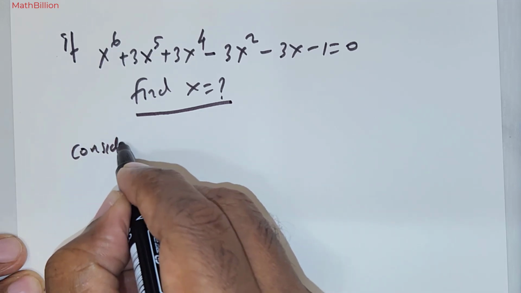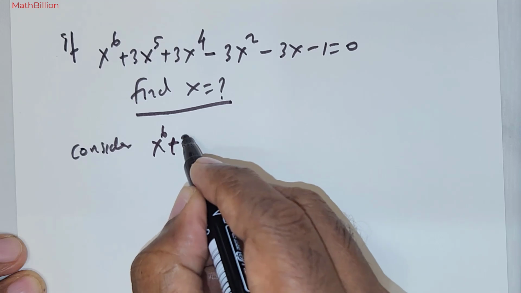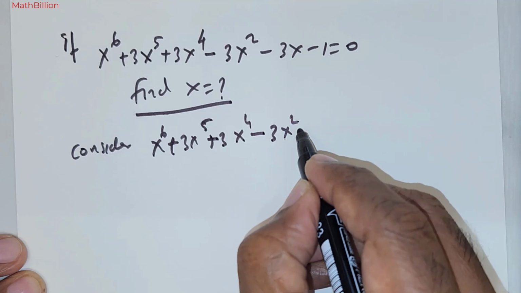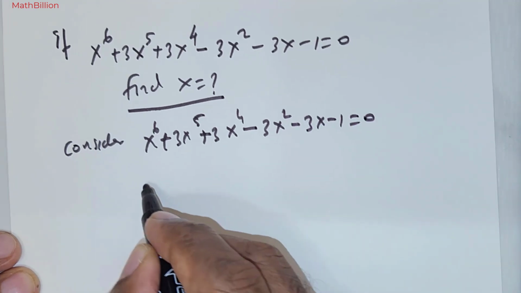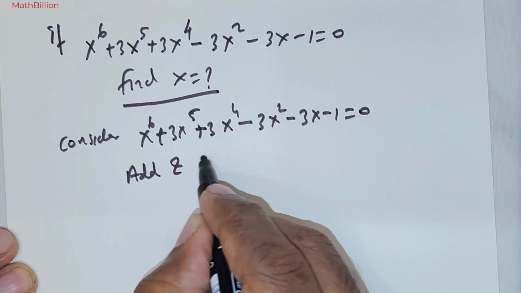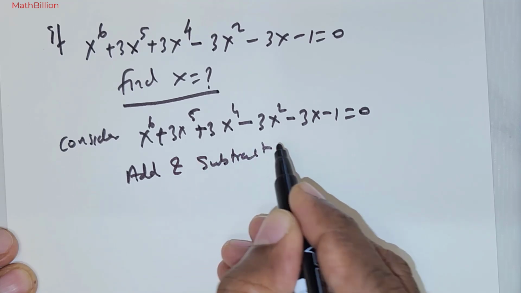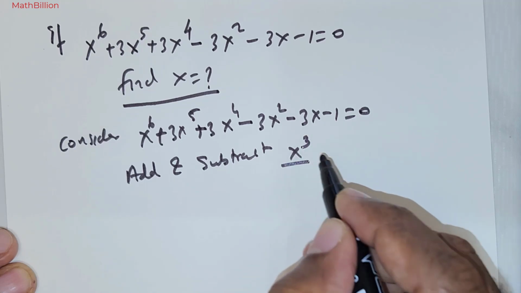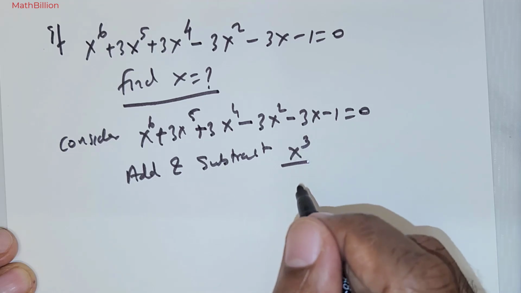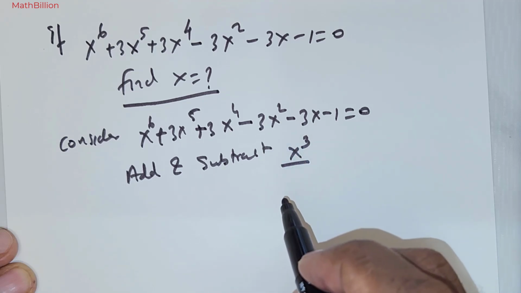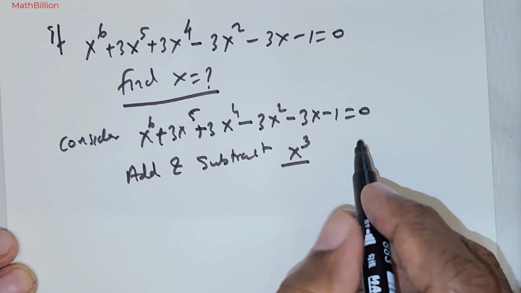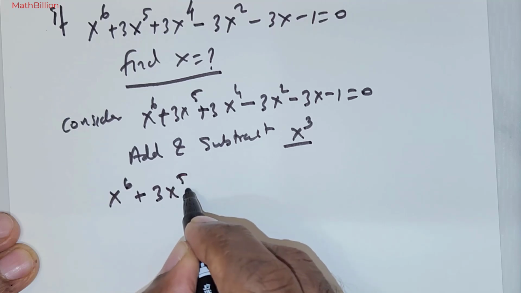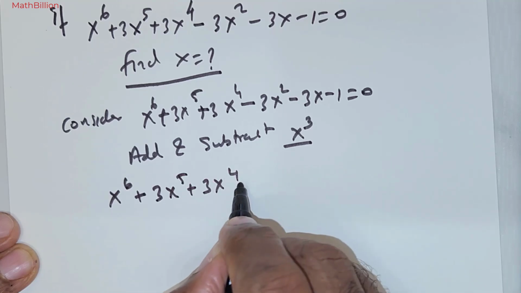Now foremost, let me consider x^6 + 3x^5 + 3x^4 - 3x^2 - 3x - 1 = 0. Now you add and subtract x^3 from this quantity. So this is going to be x^6 + x^5 + x^4.